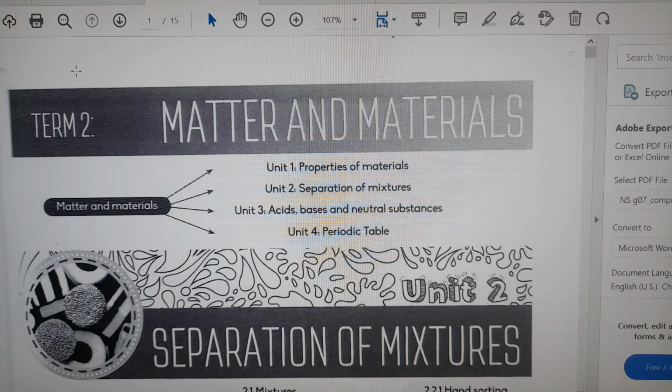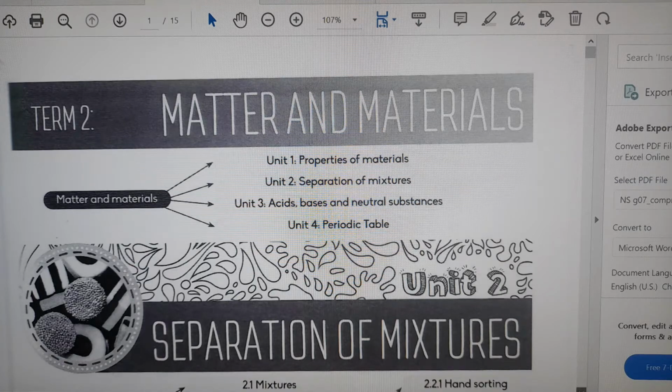Good day, this is term 2. We are looking at unit number 2 of matter and materials. Term 2 has got 4 units, and we are busy with unit number 2, which looks at separation of mixtures. This is something that you have done in the previous grade, so it will be kind of a revision. Okay, so let's go for it.